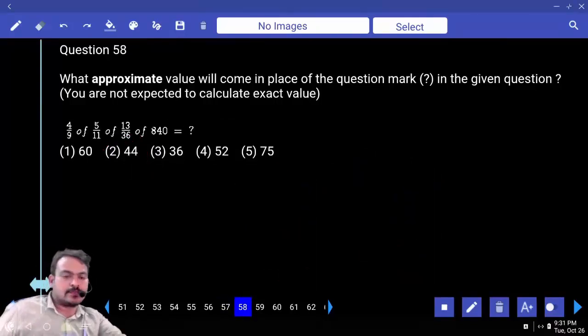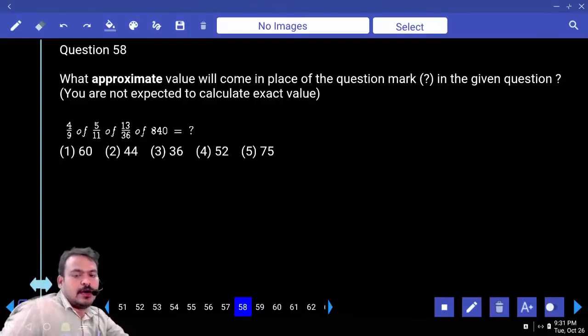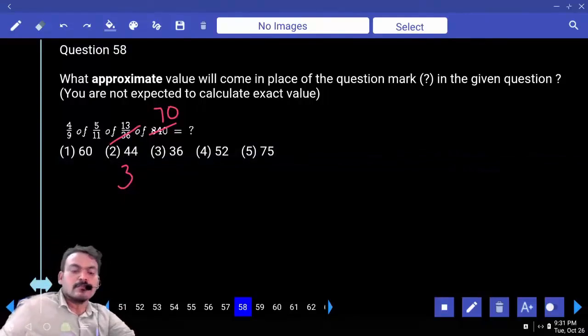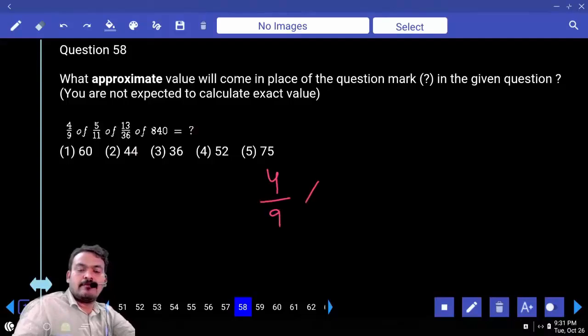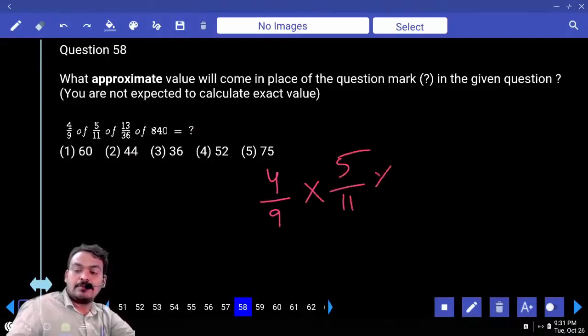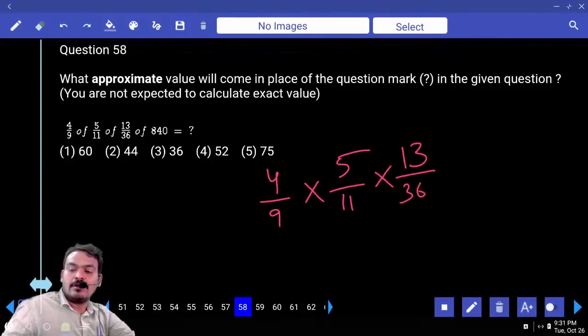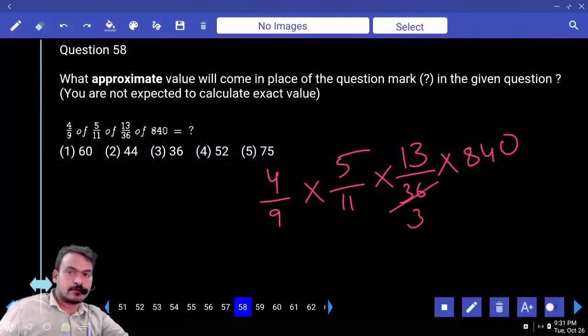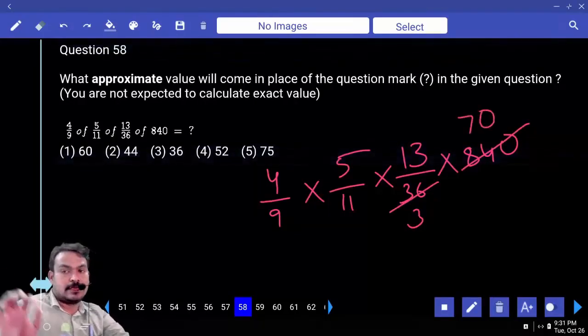Next, question number 58. First one is 4 by 9, second one 5 by 11. Next, 13 by 36 of which value? 840, or not? 36 means it will be a 12 multiple, or not? 12 how many times is 36? 3 times. 840? 7 times, or not? First one I wrote 4 by 9. Second value 5 by 11. Next one 13 by 36 into how much value? 840, or not? Clear? 12 how many times is 36? 3 times. 12 how many times is 840? 70 times, or not?